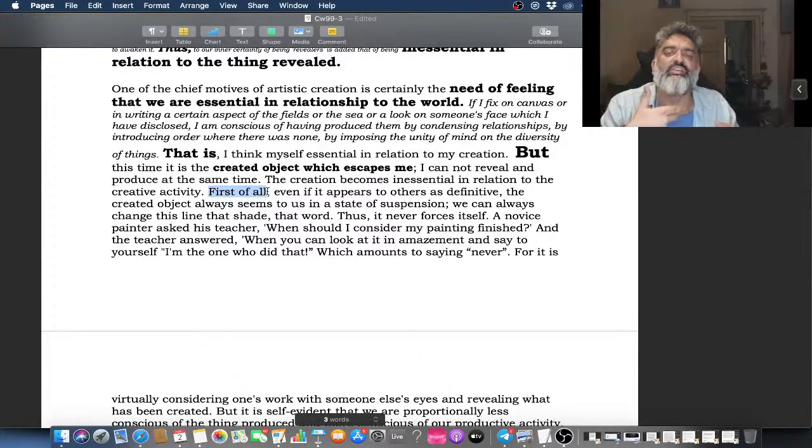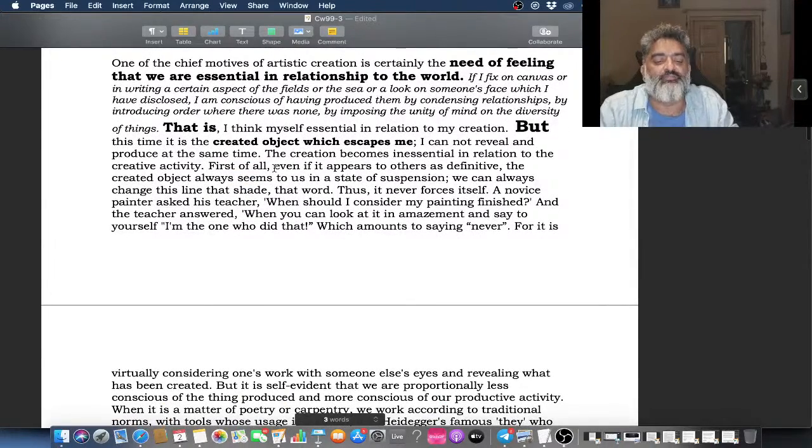So now he's saying the creative process is important, the object is not, which is dharma philosophy also, right? Do the karma, don't worry about the result. This is side commentary. Even if it appears to others as definitive, the created object always seems to us in a state of suspension, right?